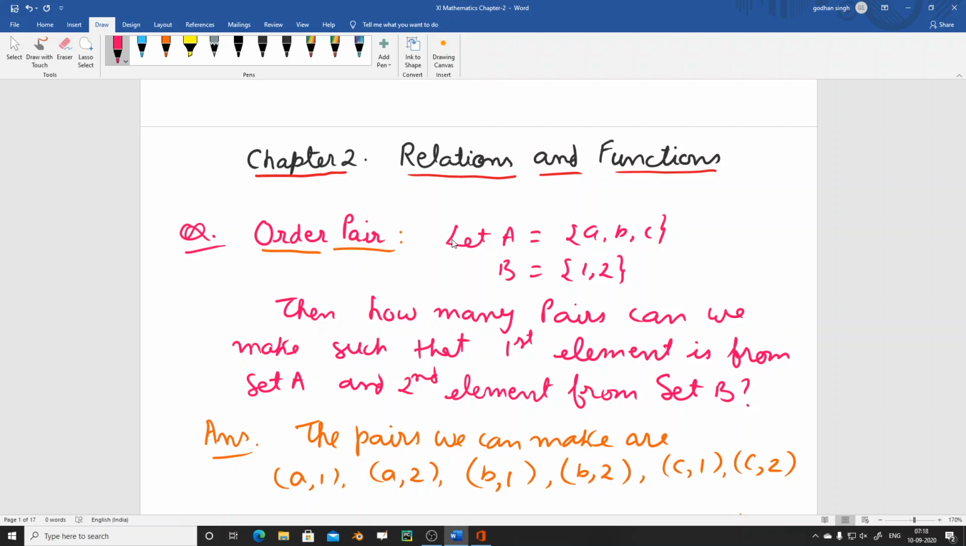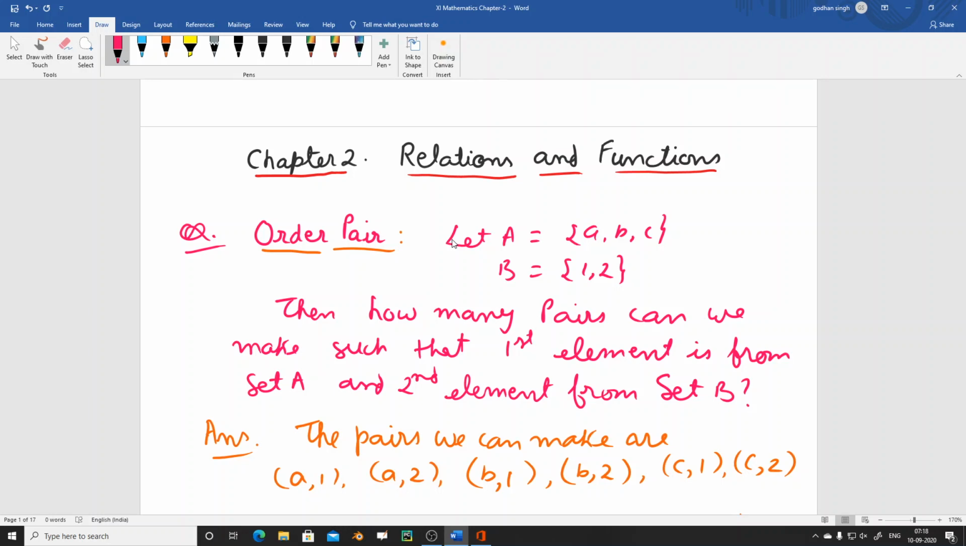Chapter 2, Relations and Functions. Ordered pair. Let A equal the set having elements a, b, c, and B the set having the elements 1, 2. Then how many pairs can we make such that the first element is from set A and the second element is from set B? This is what is known as an ordered pair.